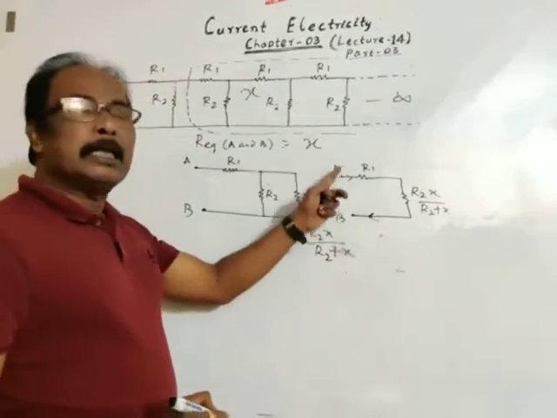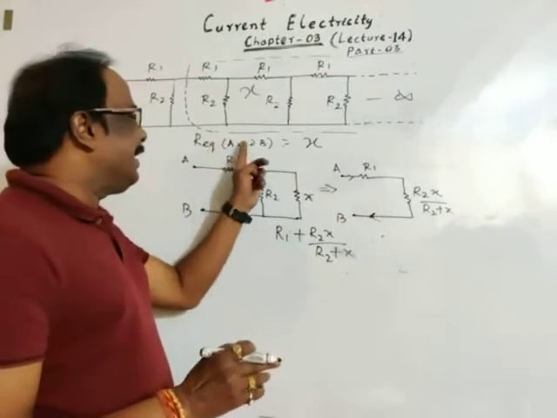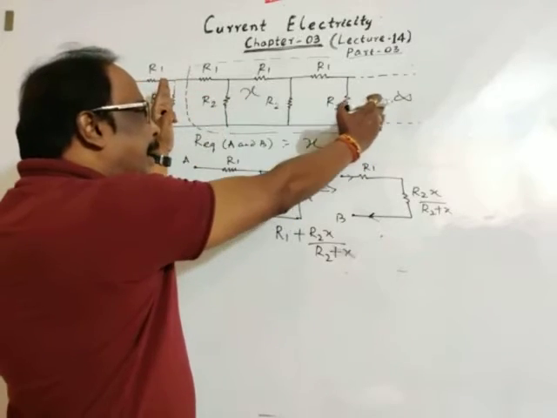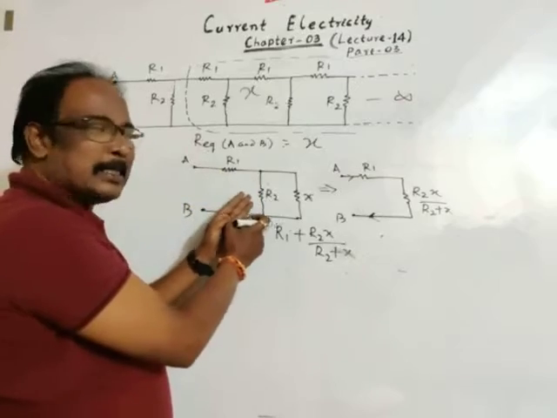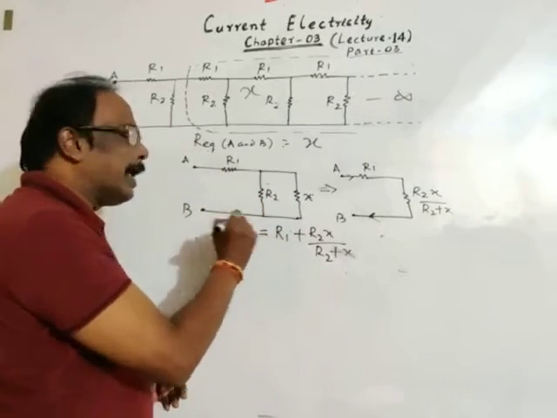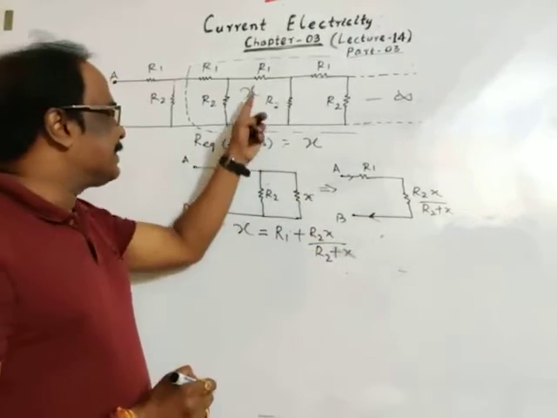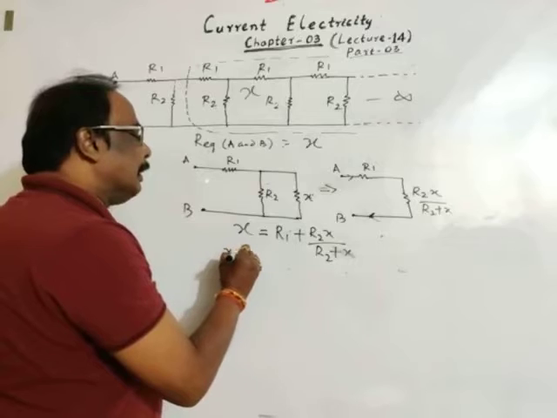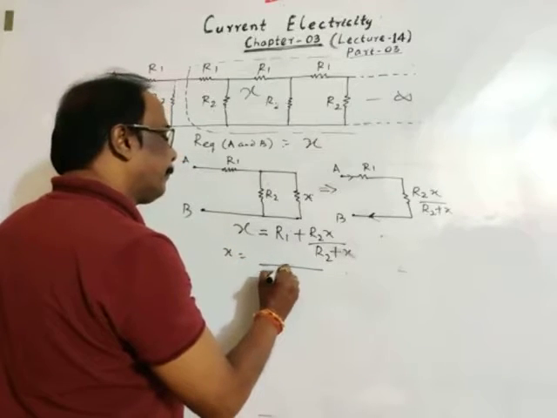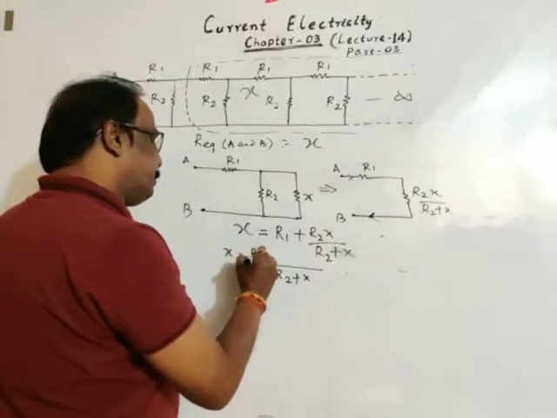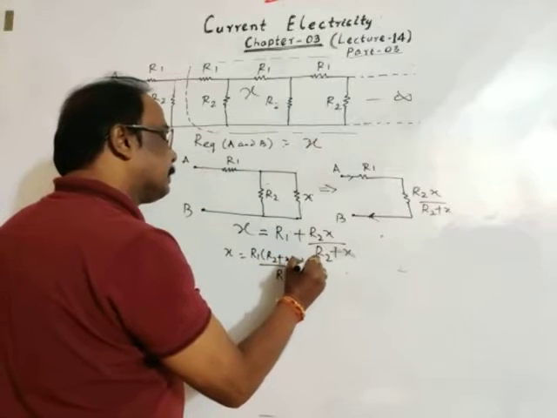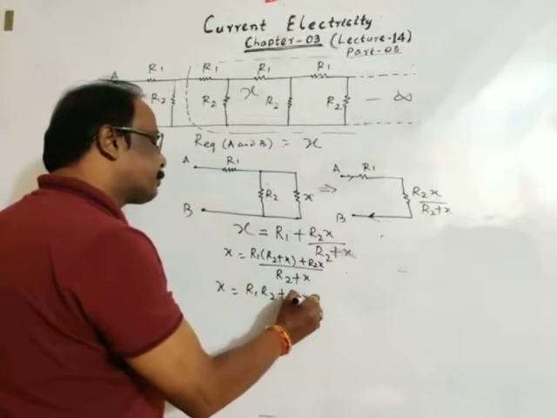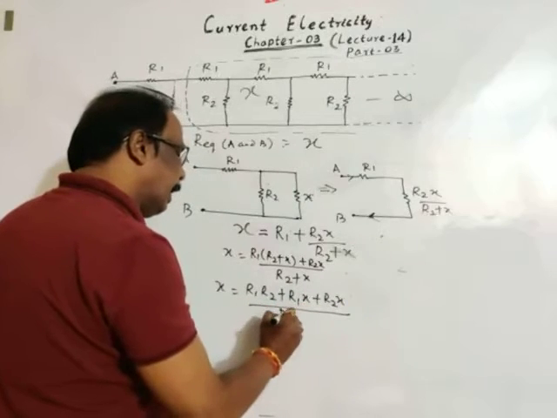This is the equivalent resistance between A and B, but what we have discussed is that the equivalent resistance between A and B is X, because the equivalent resistance of an infinite number of sets is X. We are adding only one set with X, then also the equivalent resistance is X. Now we will solve for X. X is equal to, taking the LCM R2 plus X, R1 into R2 plus X plus R2 into X. Then X is equal to R1 R2 plus R1X plus R2X divided by R2 plus X.